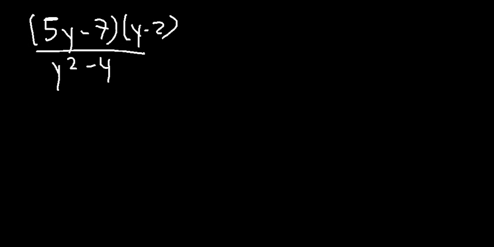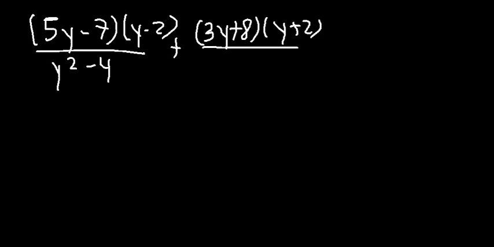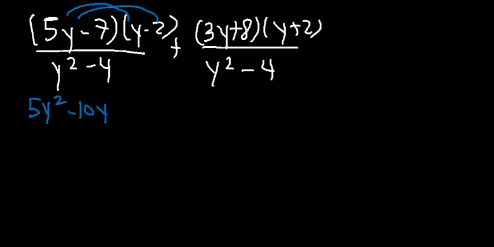So now that we have common denominators, we can now add the numerators of those two fractions. We can also combine it into a single fraction. But before we do all that, let's FOIL. 5y times y is 5y squared. And 5y times negative 2, that's negative 10y. And negative 7 times y is negative 7y. And negative 7 times 2 is 14.